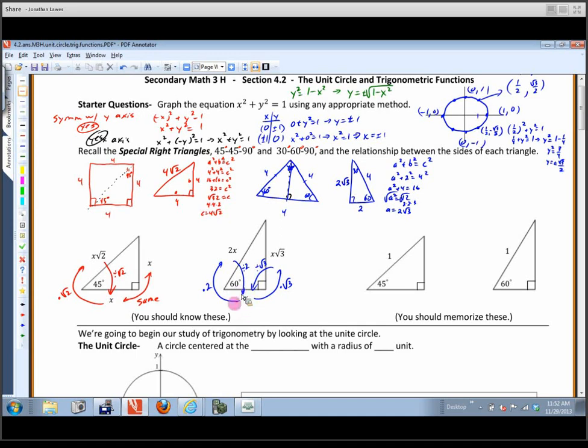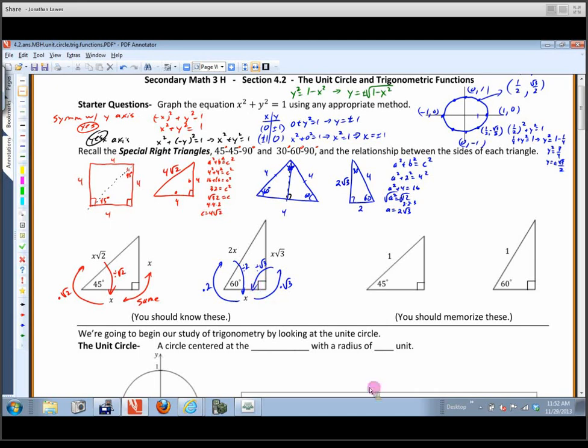Everything goes through the short leg, that's why I've labeled this one as x. So to go from the short leg to the hypotenuse, we times by 2. To go from the hypotenuse to the short leg, we divide by 2. And to go from the short leg to the long leg, times by radical 3. And to go from the long leg to the short leg, we divide by radical 3.